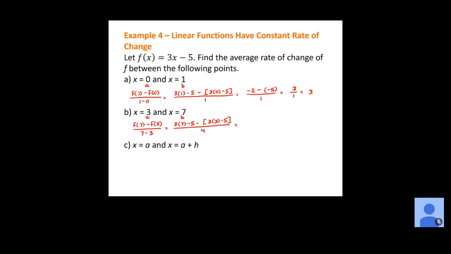All right, now simplifying the numerator, 3 times 7 is 21, and then 21 minus 5 should give us 16. And then in here, 3 times 3 is 9, minus 5, that should give us 4. And now when we subtract 16 minus 4, that's going to give us 12 over 4. And 12 divided by 4 is going to give us 3.